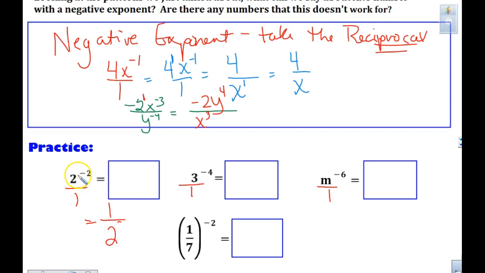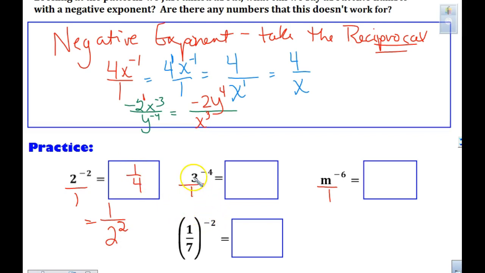It was negative in the numerator. We move it down and it becomes positive. Okay? So it was negative in the numerator. That means take the reciprocal. 2 to the second is 4. My answer would be 1/4.